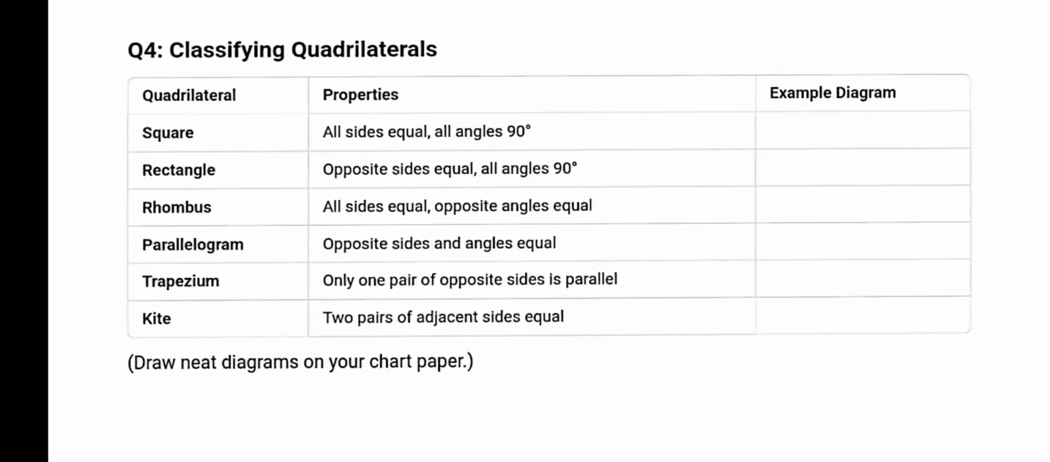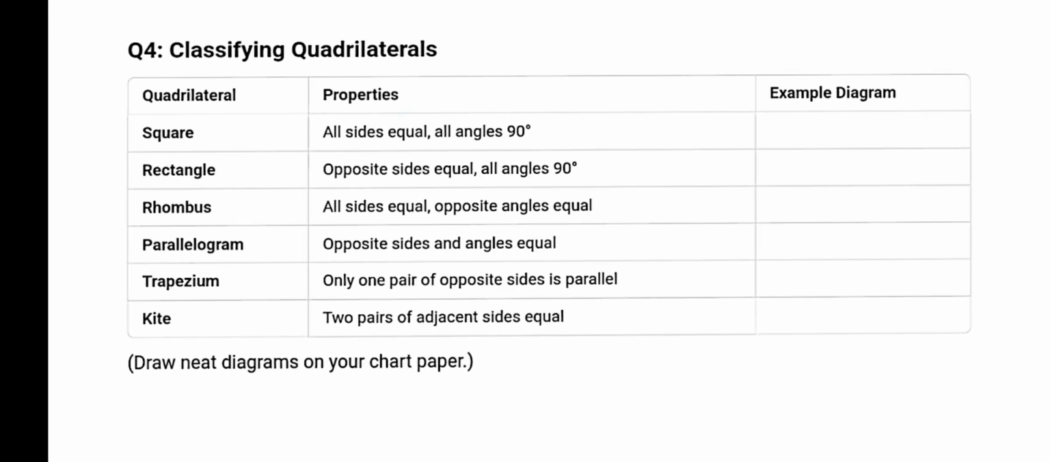Areas of these faces. Face, dimensions, area in cm². Front and back: 10 times 5, 50 square centimeters each. Top and bottom: 10 times 3, 30 square centimeters each. Left and right: 5 times 3, 15 square centimeters each.